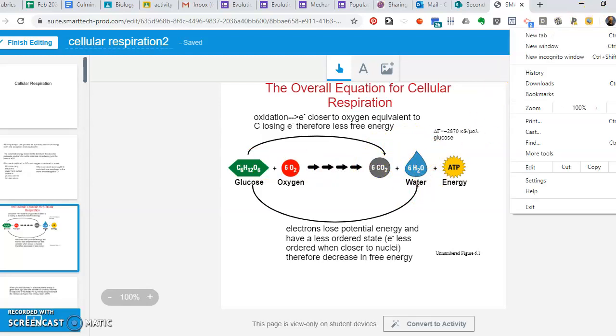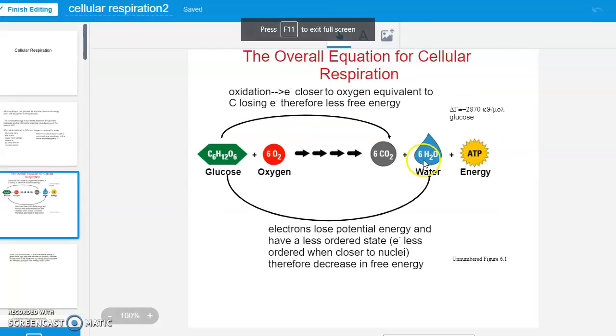Actually, we have 6 carbon dioxides and 6 water molecules. So we have 7 molecules over here and 12 molecules over here. There's more molecules over here because you've taken that large glucose molecule and broken it into smaller pieces. In the breaking of those bonds, you're releasing energy that can be used to form an energy known as ATP.